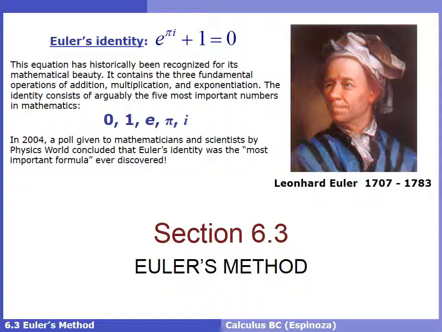And on top of that, it consists of arguably the five most important numbers in math: 0, 1, e, pi, and i. And kind of to emphasize that even more, in 2004 a poll was given to mathematicians and scientists, and they concluded it was the most important formula ever discovered. So we're not going to be using this Euler's identity. We're going to be taking a look at another thing he discovered, something called Euler's Method.